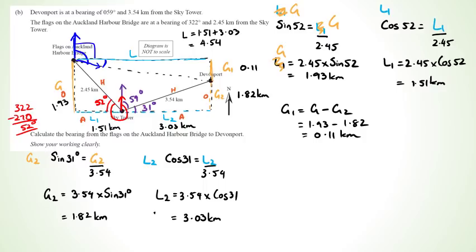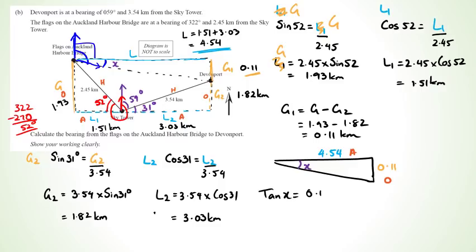Okay, now I need to figure out what this angle here is. I'm going to call this angle X. If you look at my diagram, I've got L from here, which is 4.54. Then I have G1 from here, which is 0.11. And I need that X angle, which is there. With this, I'm using opposite and adjacent. So tan of X equals 0.11 over 4.54. So X is equal to inverse tan of 0.11 over 4.54. So X is equal to 1.4 degrees.